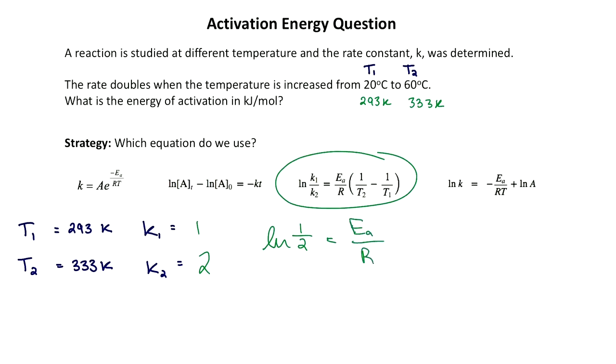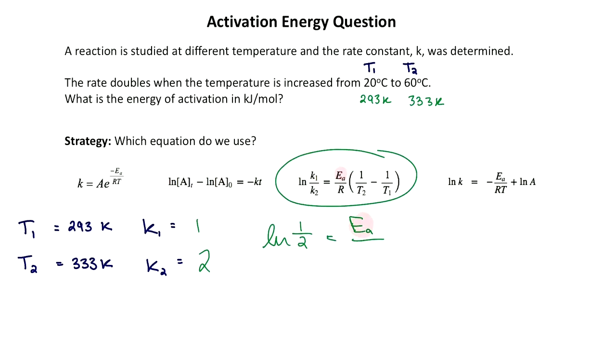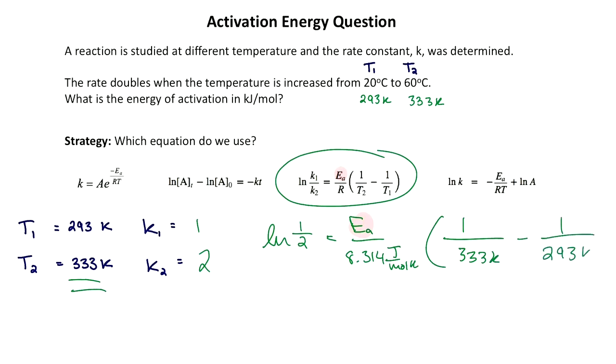R, which I'll just put in that number right now, is 8.314 joules per mole Kelvin. Then 1 over T2, so we already took inventory of our variables here. The 333 number goes first, then 293 Kelvin. And again, this equation won't work if you leave everything in Celsius. So it needs to be in Kelvin. All right, and then we just solve for it.